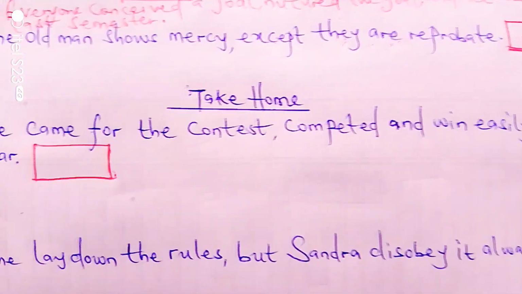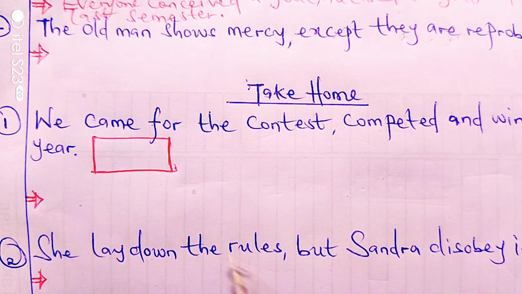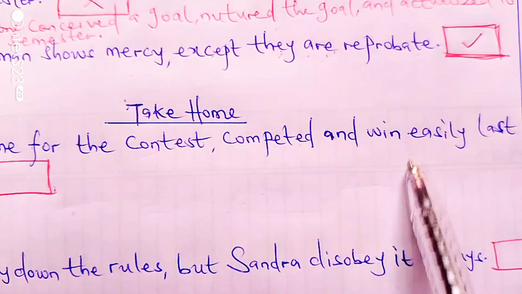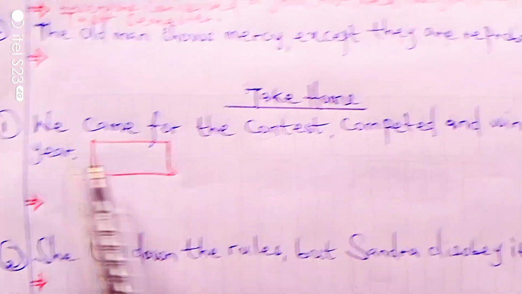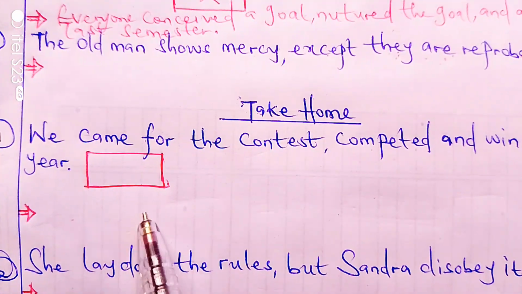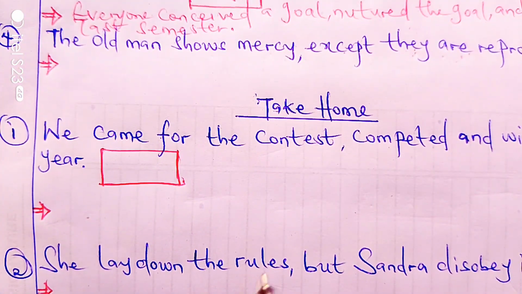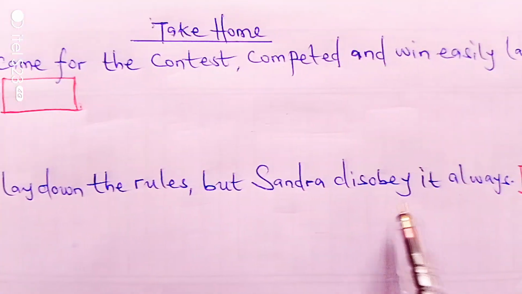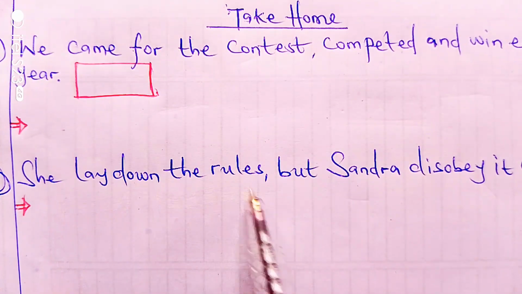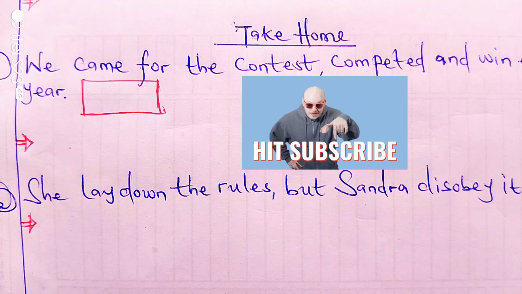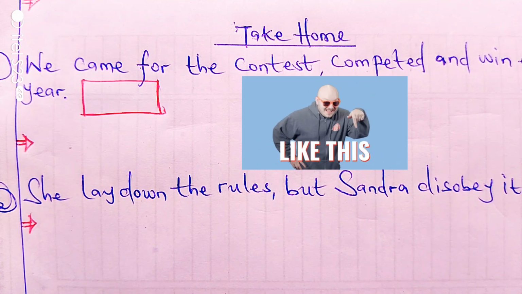So these are a couple of take-homes. I want you to attend to this for me. We came for the contest, competed, and win easily last year. Tell me if the finite verbs are used in the right format, if they are all in a parallel structure. The next we have is: she laid down the rules, but Sandra disobeyed it always. Tell me if these finite verbs are all in parallel structural format.